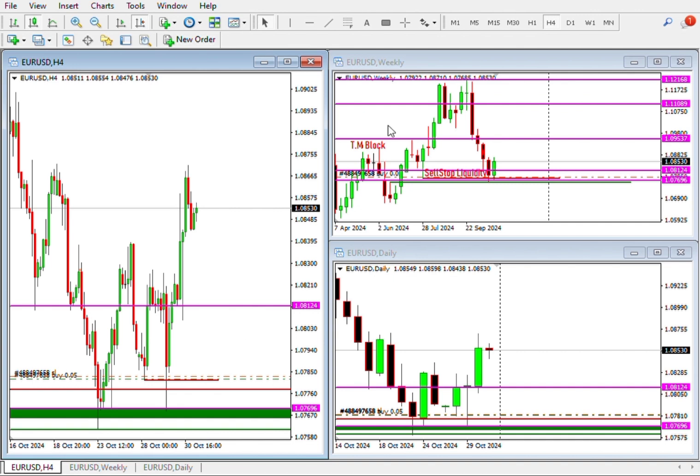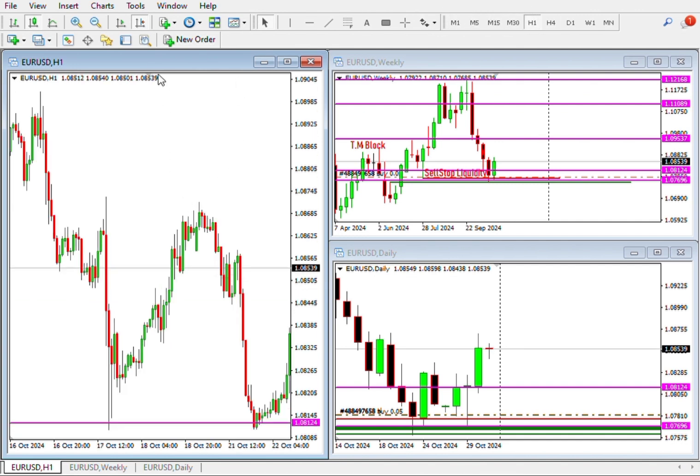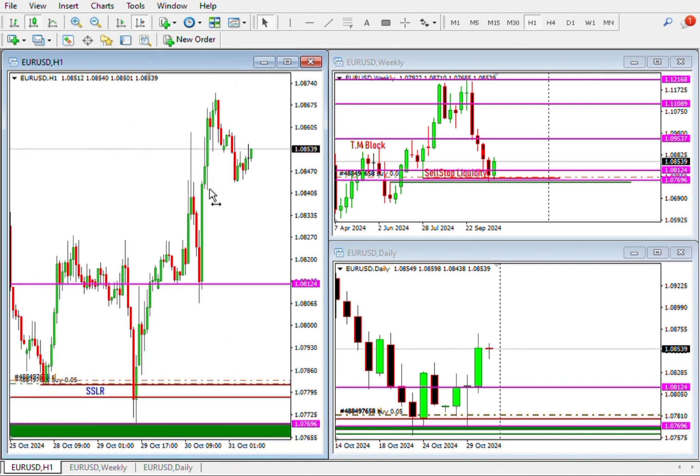This is how the triple screen would look like. You have the 4 hour time frame, and the weekly and the daily higher time frames on your right, which allows you to keep an eye on all time frames while being able to execute on the lower time frame. So on the 4 hour time frame, we are aware that a low has been ran there.